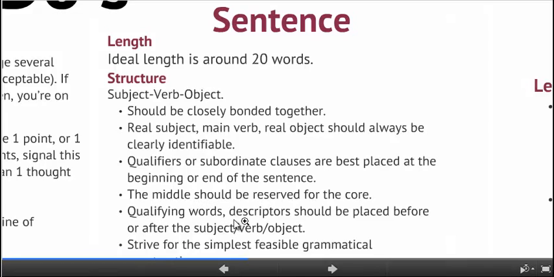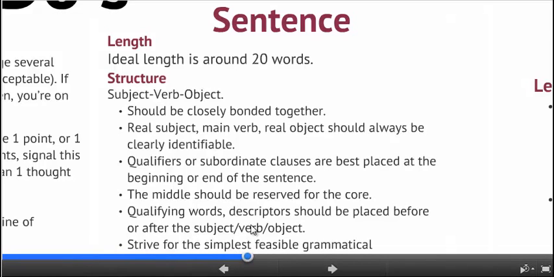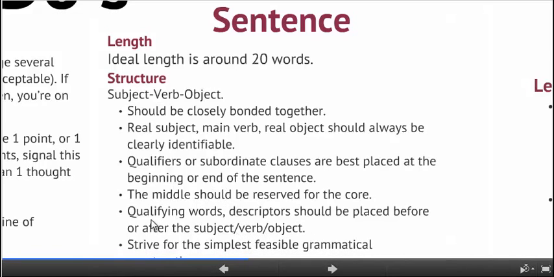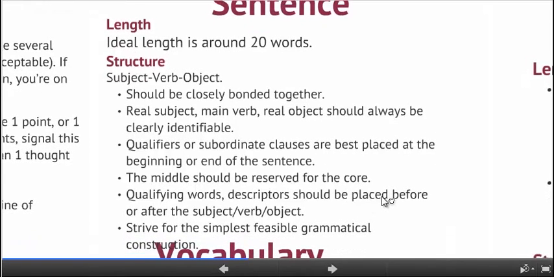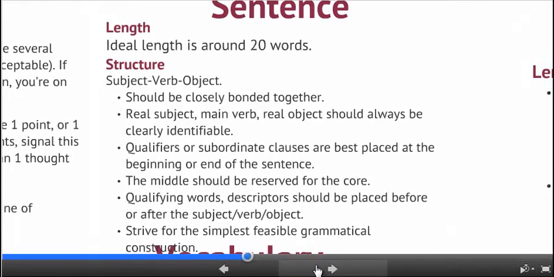You want to have qualifiers before or after the subject and verb, objects, and so on. And really, the key, you want to strive for the simplest feasible grammatical construction. That's what you want to do. Just because it's an academic text does not mean that you have to become excessively convoluted, and we'll get back to that when we get to the don'ts.